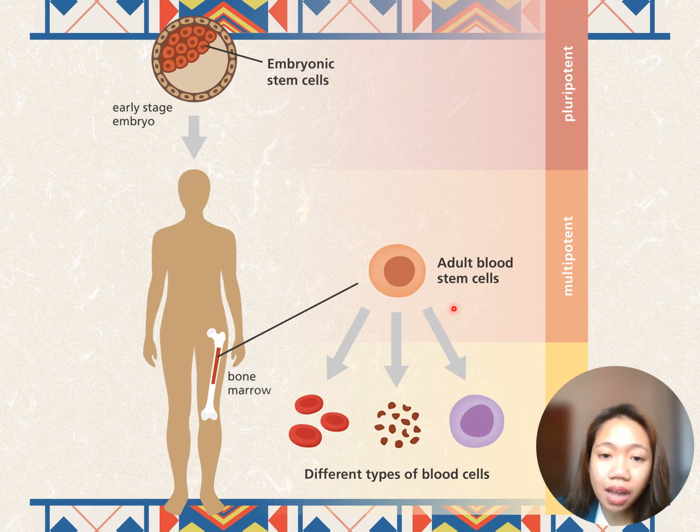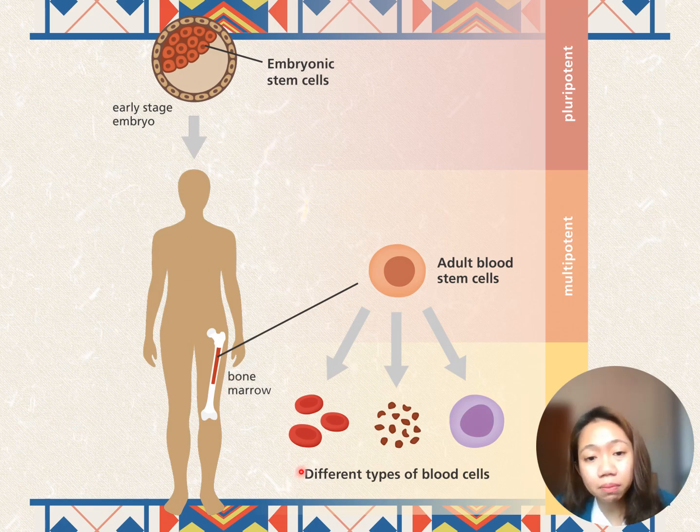So, for example, adult blood stem cells are found in the bone marrow, and they can differentiate or divide into becoming red blood cells and also white blood cells and lymphocytes and so on. So, limited but still amazing when it comes to the multipotent cells.